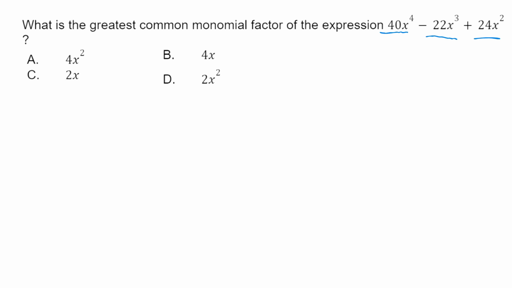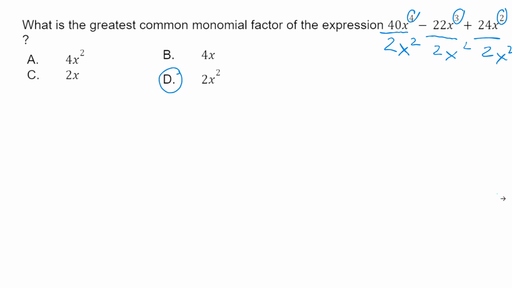Are all of them divisible by 4? No, right? 22 here is not divisible by 4. So the GCMF or the GCF of those numbers is only 2. All of those numbers are divisible by 2, but not by 4. Now, regarding the x, is x common? Yes, it's common with all of them, right? But which power do we use? Again, we will just use the lowest power. And the lowest power is 2. 4, 3, 2. What's the lowest? 2. So our answer here is simply letter D.